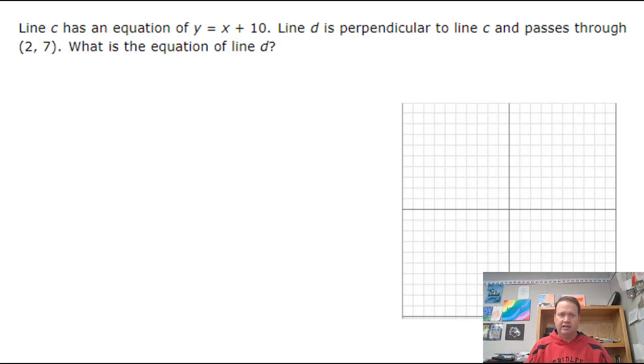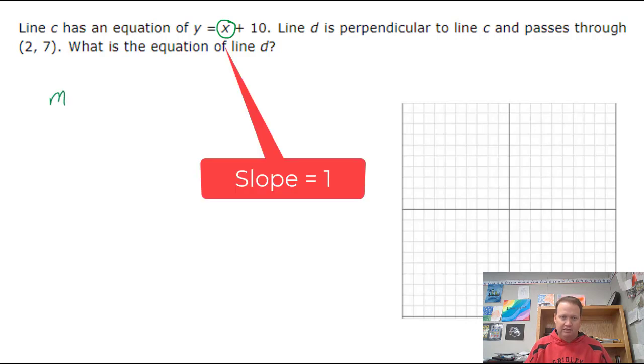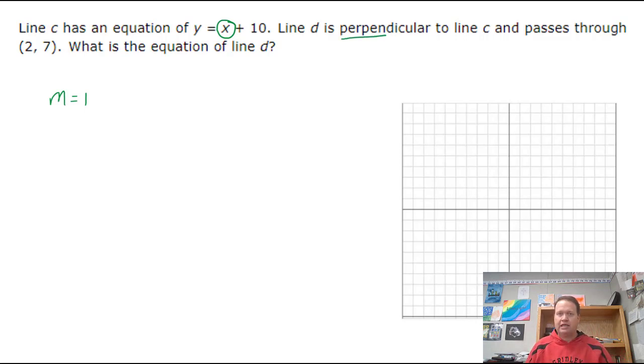So the first one says line C has an equation of y equals x plus 10. The first thing you want to do is identify the slope. In this case, the slope of the line is 1 because that's the coefficient of x. And they're asking me for a perpendicular line. We need to identify that because perpendicular means that we need to find the opposite reciprocal of 1 over 1, which is negative 1 over 1. So my new perpendicular slope is going to be negative 1, and they're giving me a point. The point that this line passes through is (2, 7). And so that is the basis for my new line.